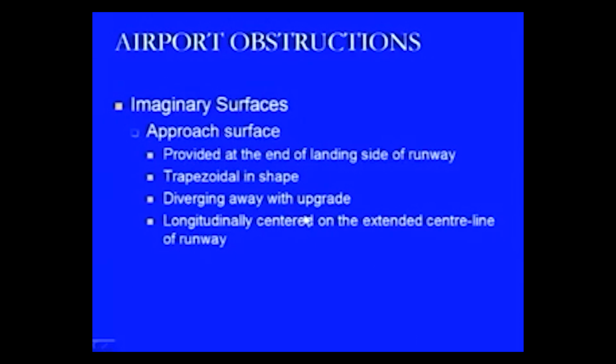The approach surface is provided at the end of the landing side of the runway, that is what we have seen. It is trapezoidal in shape, and it diverges away with upgrade. As we are going upwards away from the runway strip, it is diverging outwards, so that is how it is increasing in size. It is longitudinally centered on the extended center line of the runway. So, with respect to the center line of the runway, it is symmetrical in location.